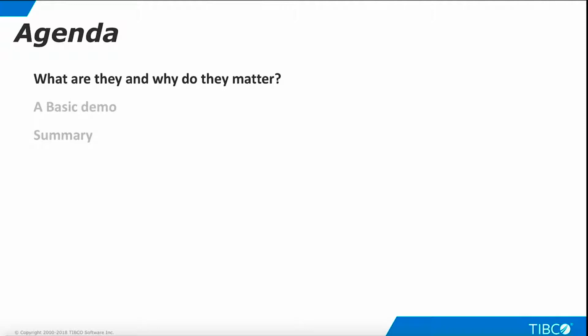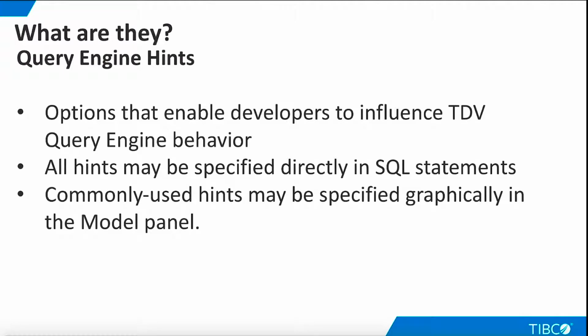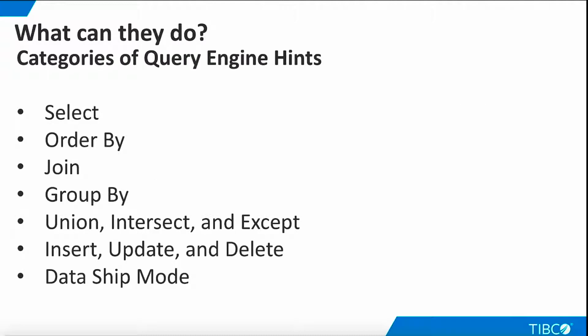Let's begin by discussing what query hints are and why they are important for our customers. Query hints are options that developers may specify when building views or other artifacts in TDV. They enable developers to influence the behavior of the TDV query engine for specific artifacts. The entire range of query hints may be specified manually in SQL. In addition, a subset of commonly used hints can be specified graphically in the model panel of a view.